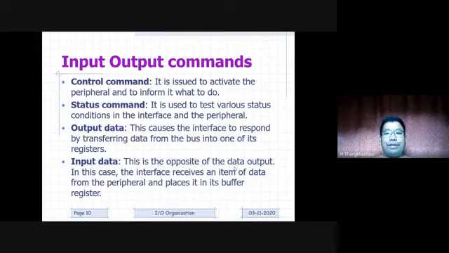This is the opposite of the output data. In this case the interface receives an item of data from the peripheral and places it in its buffer register.